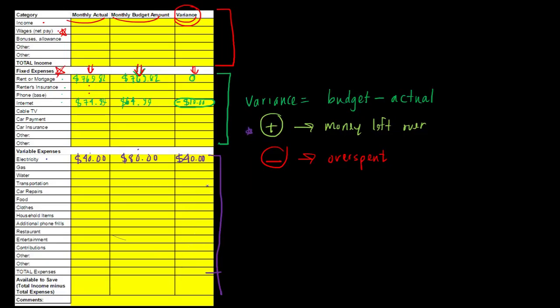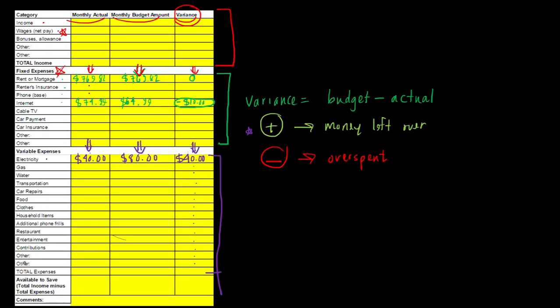So I fully would expect there to be a variance of some kind, either positive or negative, for every single one of these items. It's very unlikely that you'll be able to predict down to the cent what you pay on each of these expenses, because they're variable. So again, start by filling in your budget, then record what you actually spend, and then you'll be able to find your variance.